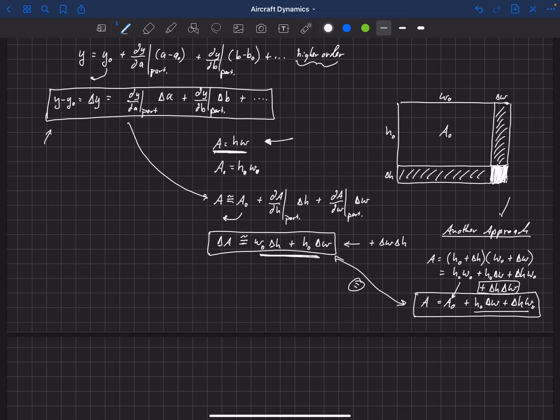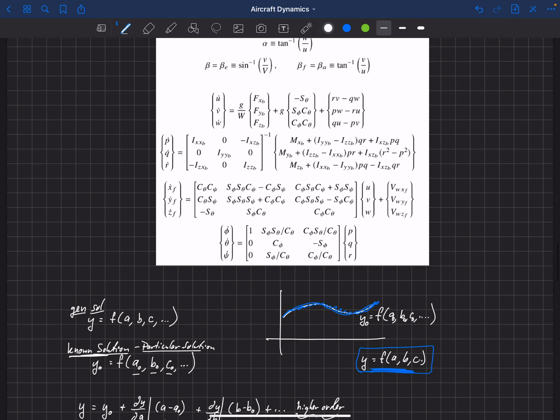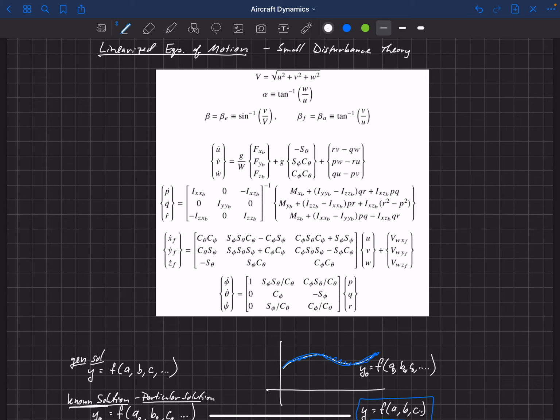And actually, this is the approach that we're going to take now in applying. Well, it's really a mixture of both of these, but I wanted you to see both of these approaches so that you can understand what we're going to do now. So we're now going to go back to these general equations, which are much more complicated than the area of a rectangle, right? And we're now going to apply this idea of small disturbance theory to understand the dynamics of an aircraft. And just to give you a taste of what we're going to do, the particular solution that we're going to look at is some aircraft in steady level flight.